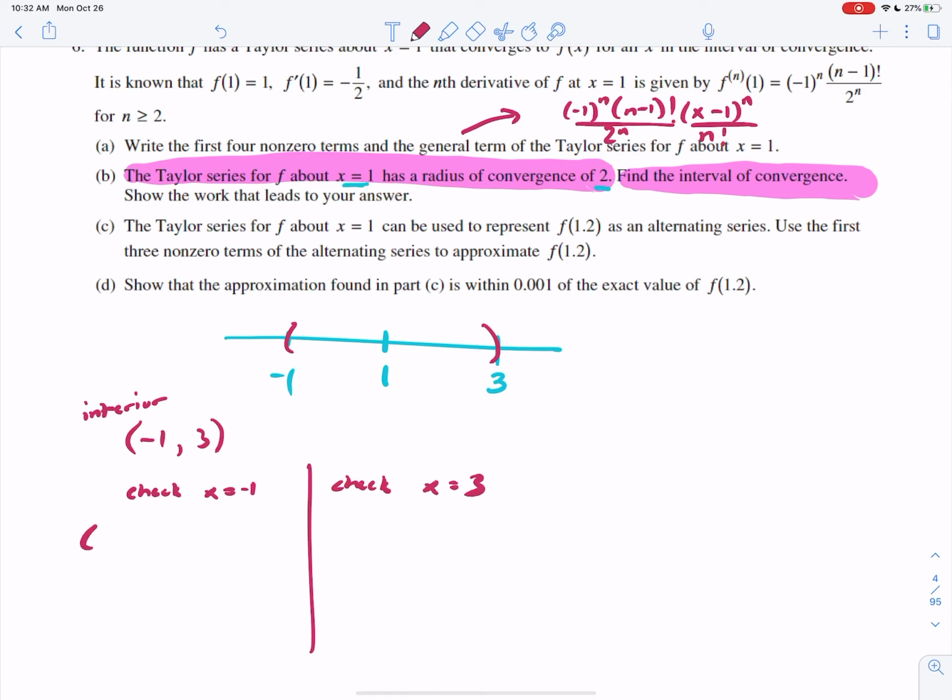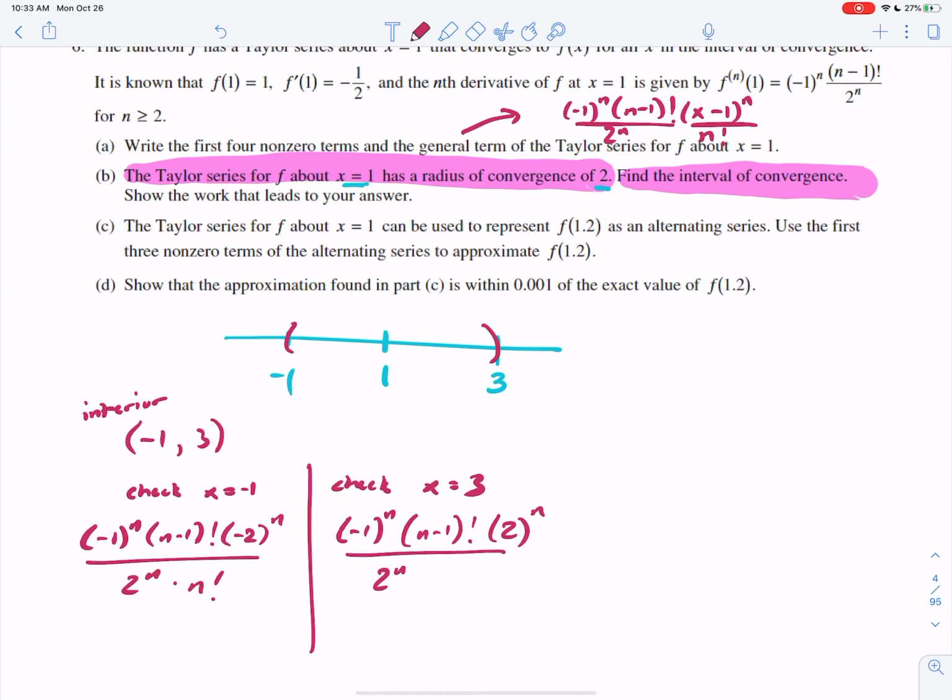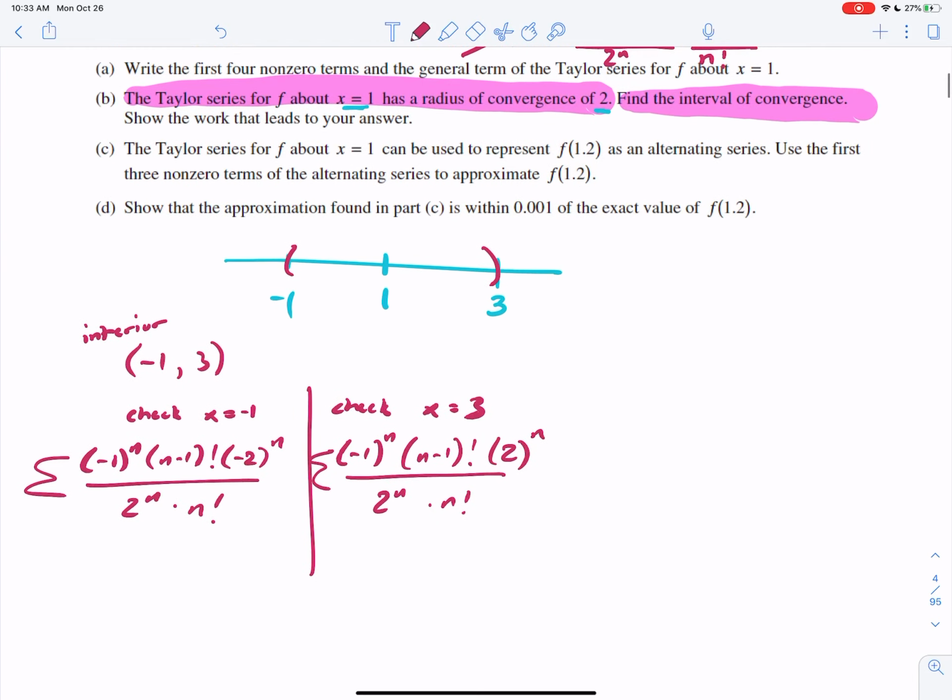We're going to have -1 to the n minus 1 factorial, -1 minus 1, which is -2 to the n, all over 2 to the n times n factorial. Similarly, we're going to do the same thing here. -1 to the n minus 1 quantity factorial, 3 minus 1 is 2 to the n, all over 2 to the n times n factorial. So this is our summation here, okay?